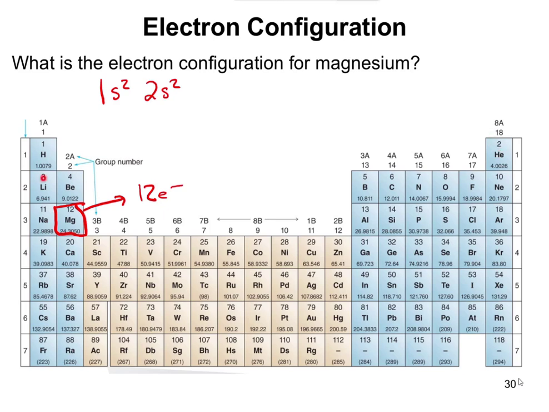2s2 is 2s1 and then 2s2 here. And then after 2s2 is going to come 2p6. So this would be 2p1, 2p2, 2p3, 2p4, 2p5, 2p6. And then we go down to 3s1 and then 3s2. So that's going to be 3s2. So that would be the electron configuration for magnesium.